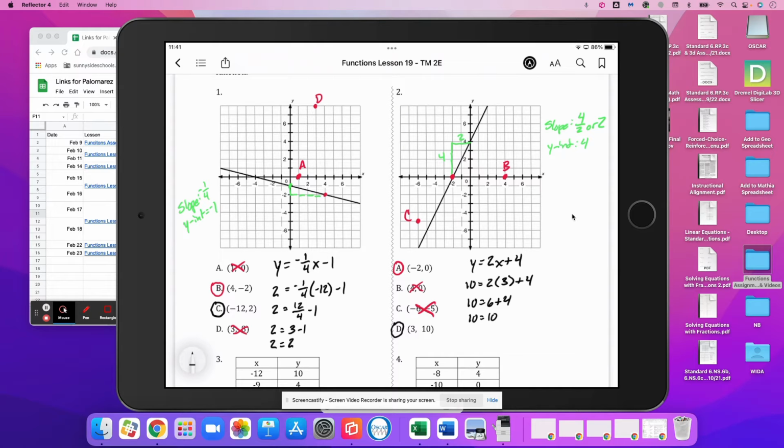I'll leave this here and pause for a moment in case people need notes or to talk through it. And I'll move down to number 3 and 4.